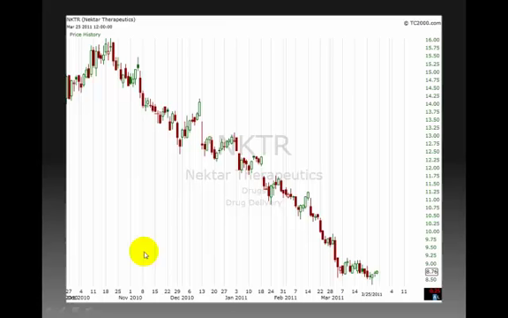Okay, we're looking at a chart of Nektar Therapeutics, and we see an obvious downtrend, but where do we get in? Where do we find the patterns that are exhibiting the continuation down? Let's draw our obvious trend line here. We've got a nice trend line coming down, and you can see every time the price hit this trend line, we had a reversal pattern, or a continuation pattern, continuation down.